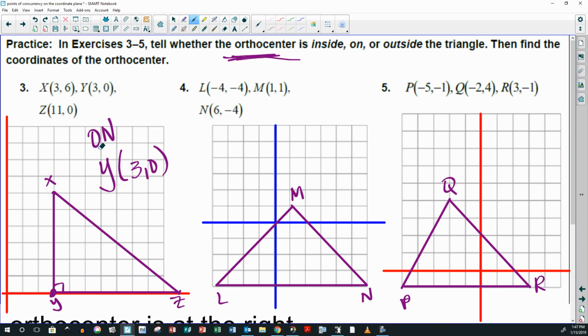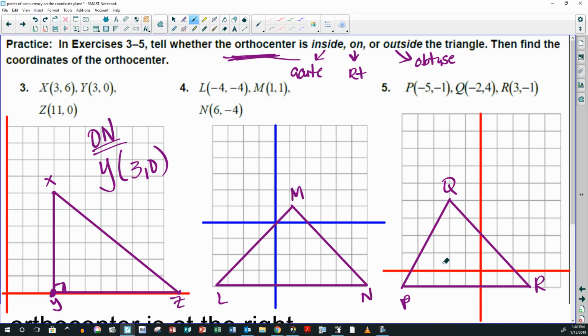So that means it is on my triangle. Because it says to tell whether it's inside, on, or outside. So if it's on, that means it's a right triangle. If it's inside the triangle, it's going to be an acute triangle. And if it's outside the triangle, it's going to be an obtuse triangle. Okay, so we have a right triangle here.